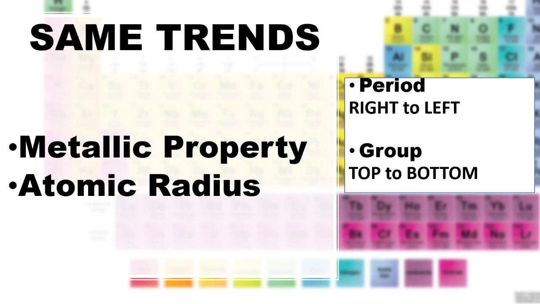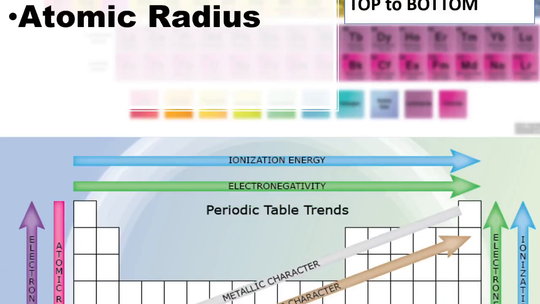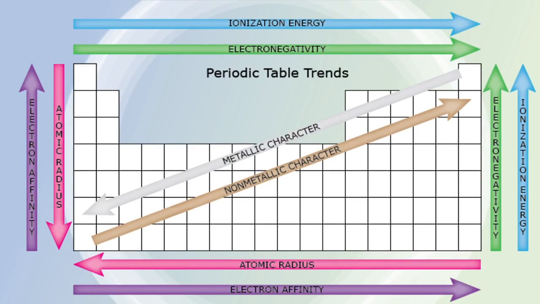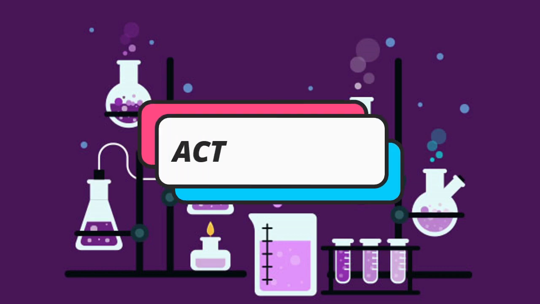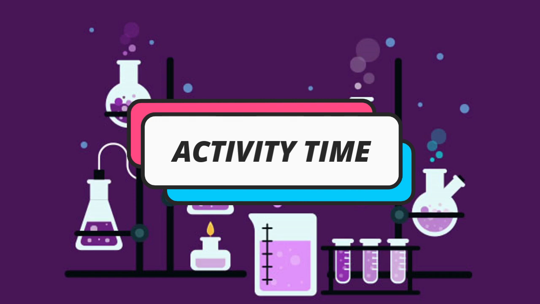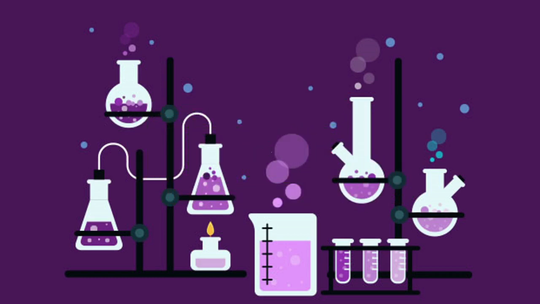Alright class, to understand the lesson, here is another summary of the periodic trends. Make a screenshot of it. Okay class, let us test your understanding by doing this simple test. Please comment in the comment section below your best answer. You have 20 seconds to answer each item. Are you ready? Let us start.